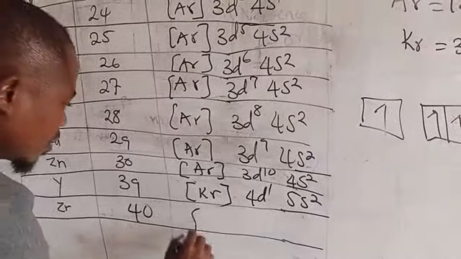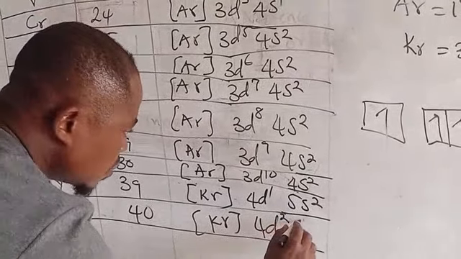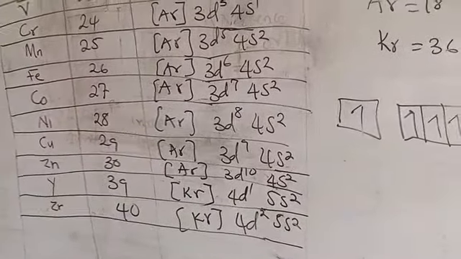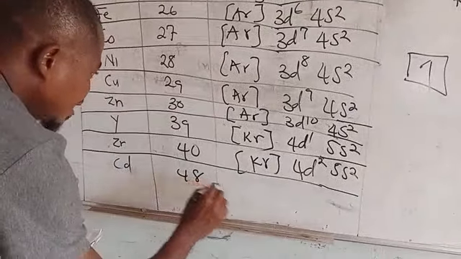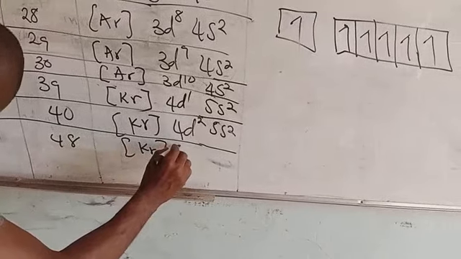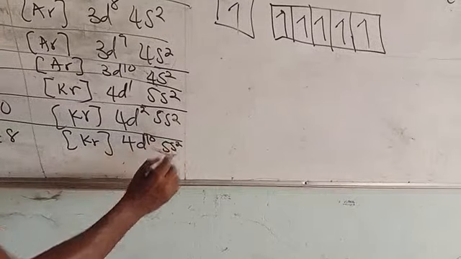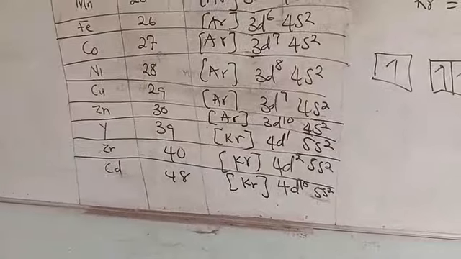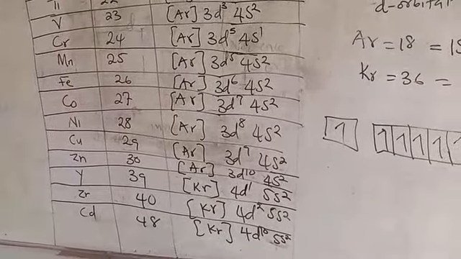We're going to follow the krypton core, 4d2, 5s2. Let's look at the other element, cadmium, which we say is not a transition metal. Let's look at the configuration. It is 48. So it's going to follow the krypton core, Kr, 4d10, 5s2. Can you see that? So the d orbital in the krypton core is completely filled. So it cannot be a transition element.